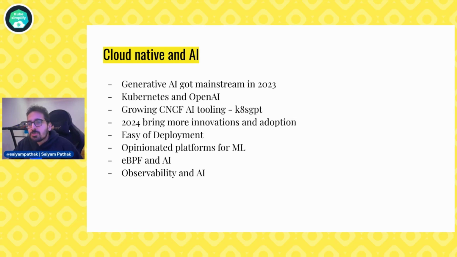The last one that I want to talk about is cloud native and AI. So everyone knows generative AI got mainstream in 2023. We saw at KubeCon, Priyanka had big things to talk about AI, OpenAI, and Kubernetes. How OpenAI gave their keynote a long time back at KubeCon, stating how OpenAI is being powered by Kubernetes. So Kubernetes has become kind of that piece of technology where everything is powered, like it is powering every piece. And with growing, we can see the growing CNCF AI tooling.